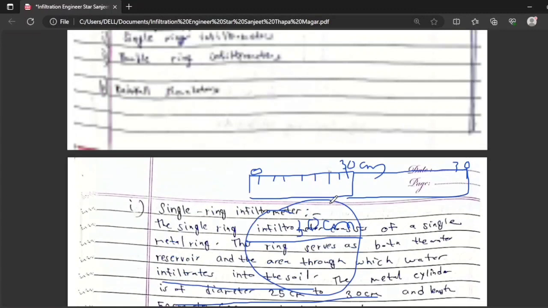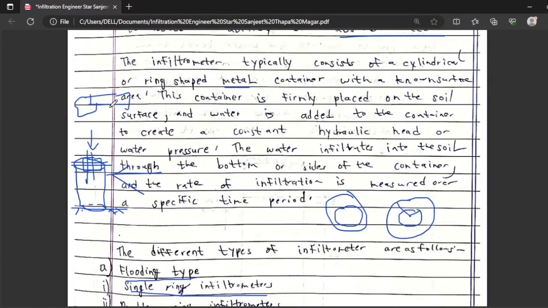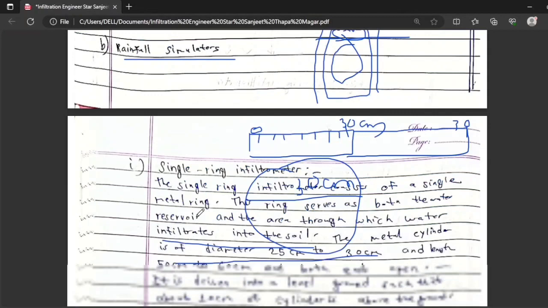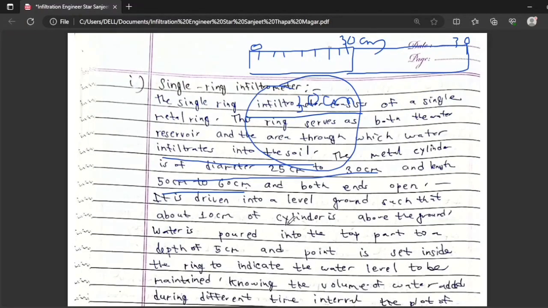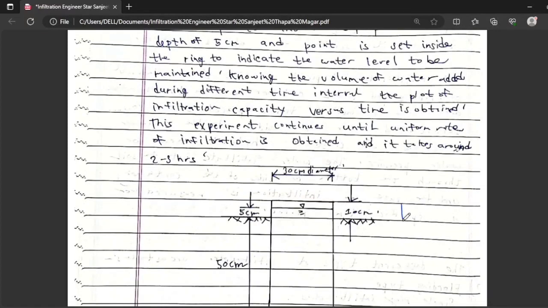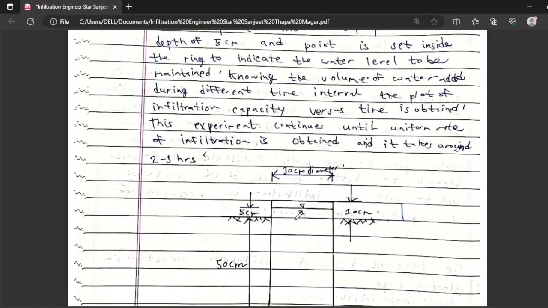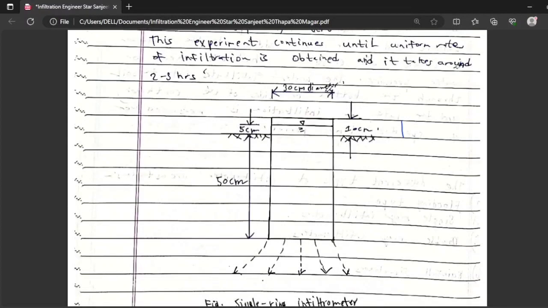Both ends are open. This end is open to add water, and from this end the water will penetrate below. It is driven into level ground such that about 10 centimeter of the cylinder is above the ground. This is ground level, and the diameter is 30 centimeter, and this is 50 plus 10, 60 centimeter, that is twice the diameter.